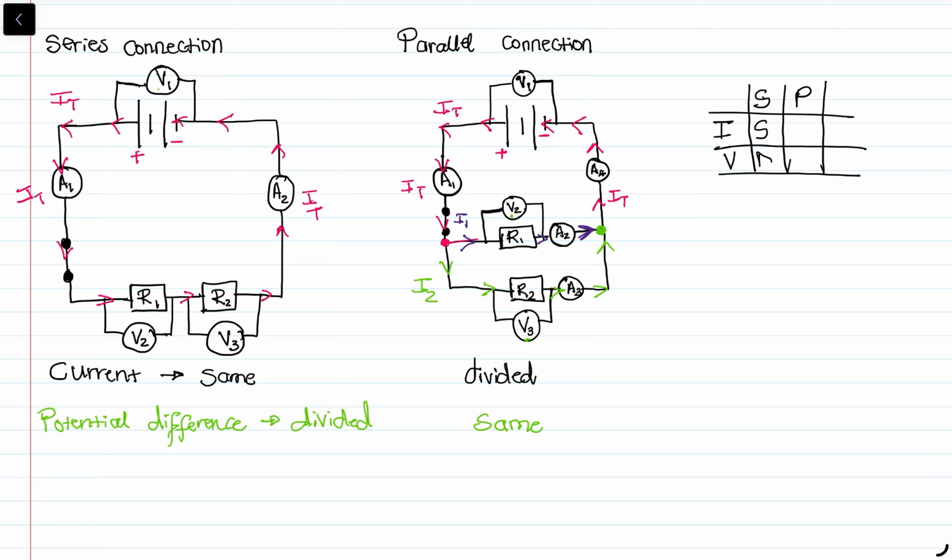It's supposed to be D, which stands for divided. The other one, also D, right next to it, and the other one is supposed to be S. So what are we saying?